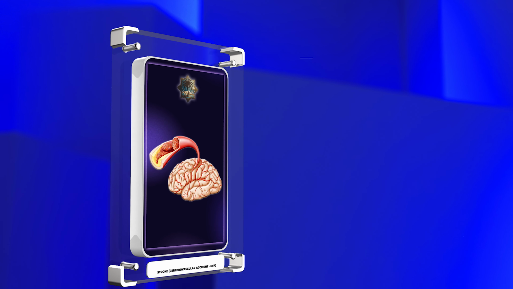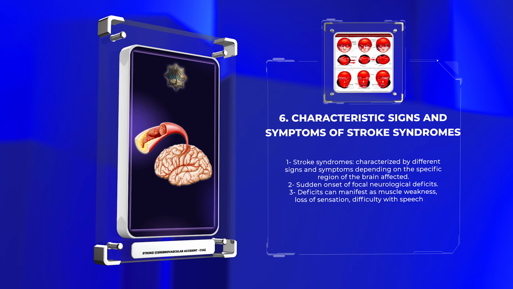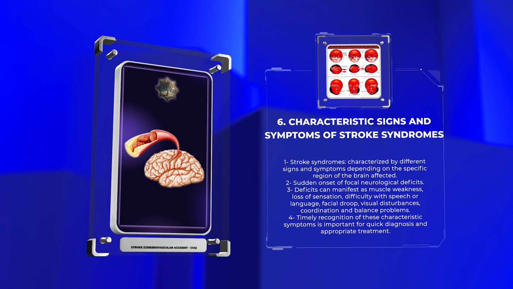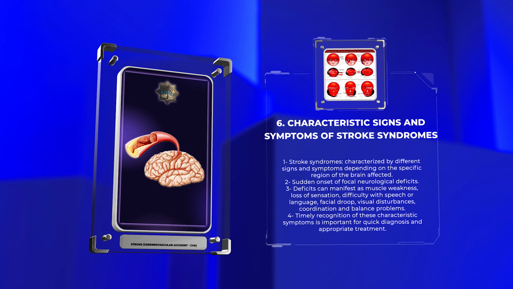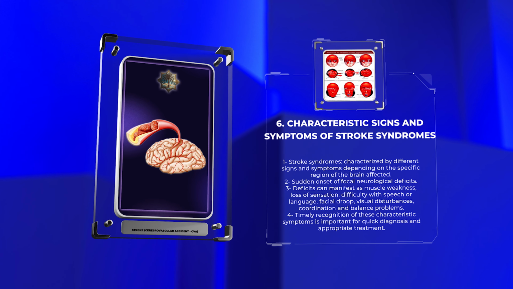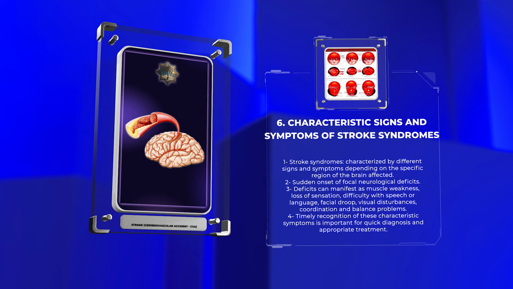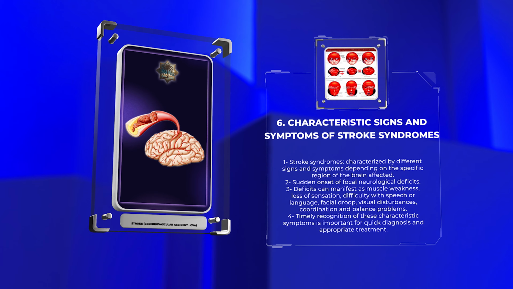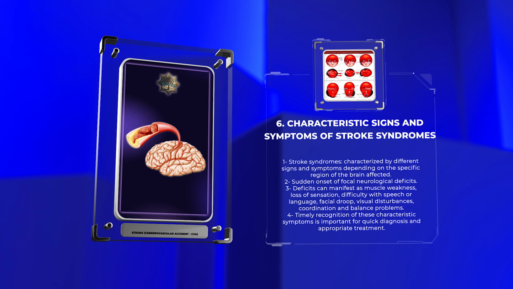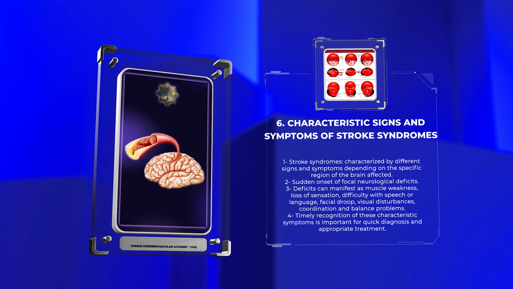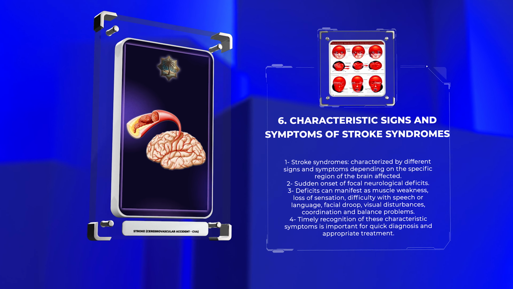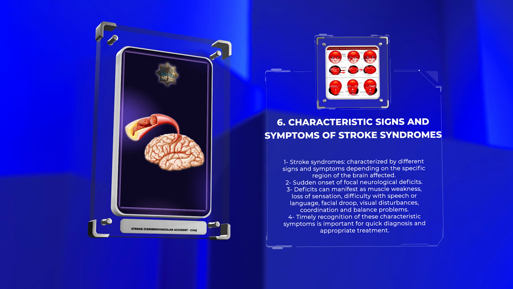Stroke syndromes are characterized by different signs and symptoms depending on the specific region of the brain affected. One of the most notable signs is the sudden onset of focal neurological deficits, which refers to specific impairments in movement or sensation on one side of the body. These deficits may manifest as muscle weakness, hemiparesis, a loss of sensation on one side, hemisensory loss, difficulty with speech or language, aphasia, drooping of the face, facial droop, visual disturbances, or problems with coordination and balance, ataxia. Timely recognition of these characteristic symptoms is important for quick diagnosis and appropriate treatment.